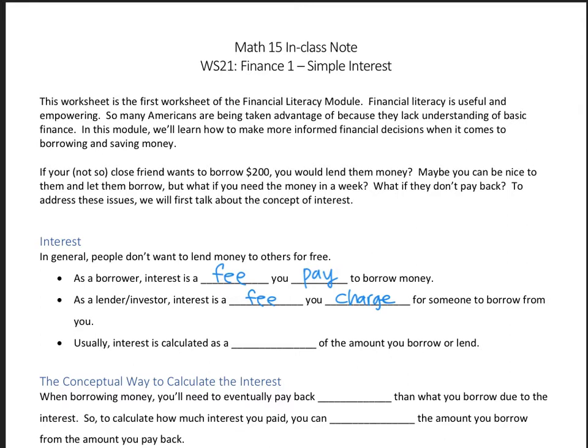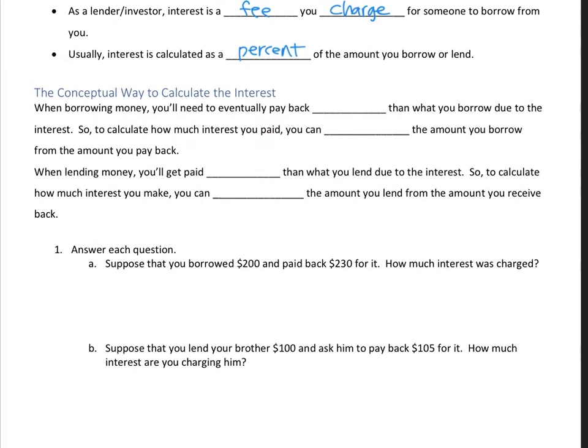So either you're letting your friend borrow money, or you can invest, in a sense, by going to the bank and putting your money in a savings account. Basically, you're giving your money to the bank, and they use it and do whatever they have to do, and in return they pay you for using your money. Usually interest is calculated as a percent. We'll talk about it in a lot more detail, but the question is how much fee they are charging you, or how much fee you are charging them. Usually it's calculated as a percent of the amount you borrow or lend.